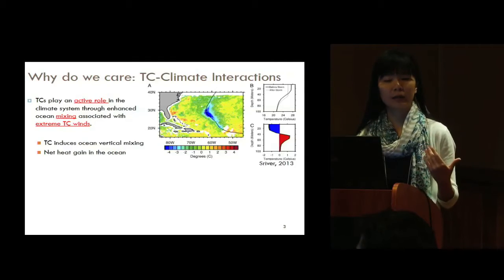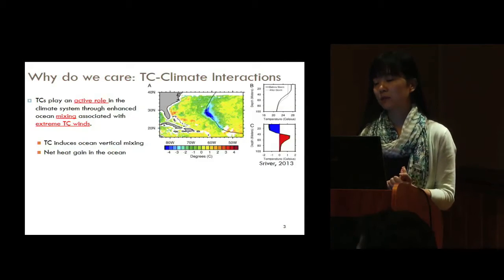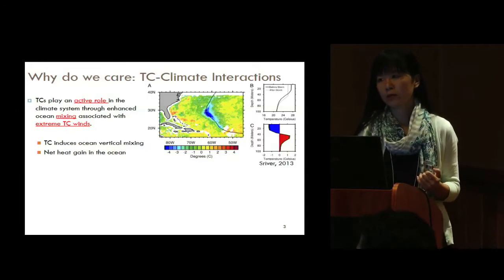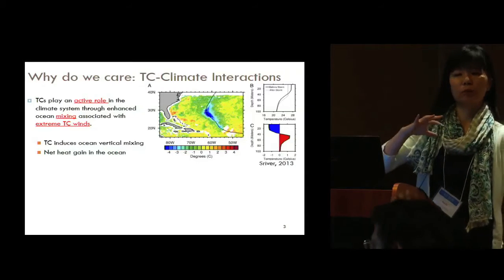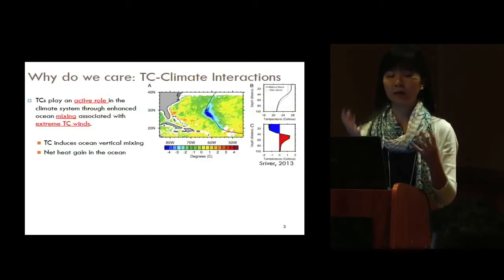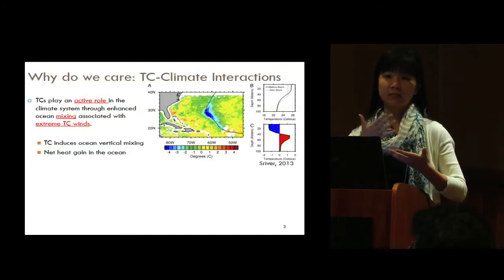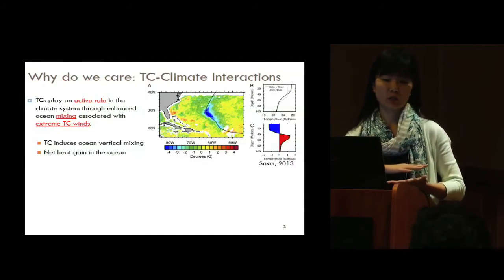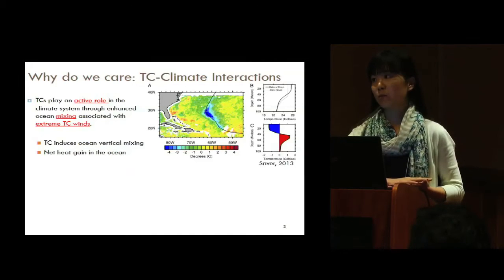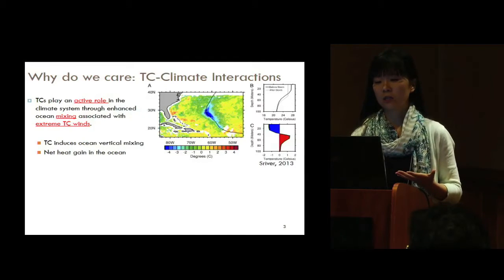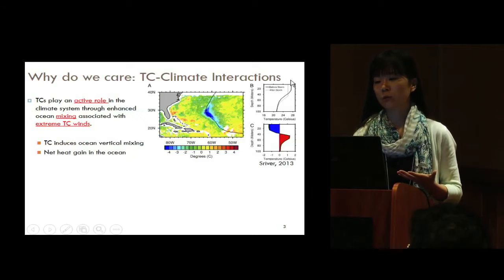How can tropical cyclones play an active role in the climate system? We know when a giant tropical cyclone blows over the ocean, it causes violent vertical mixing that brings cold water up to the ocean surface and injects warm water down into the ocean interior. And this mixing process could change the ocean temperature profile in this figure in this corner.